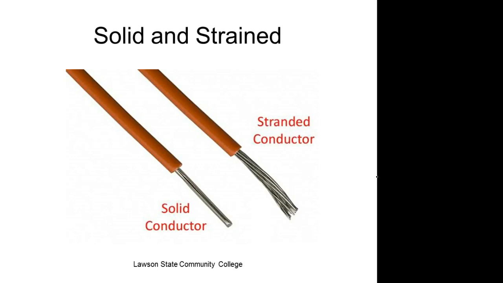So this is stranded and solid. What advantage does solid have? It's easier to terminate because now we can twist them together, right? Tape them down, or in electrical, they use what we call wire nuts, which are basically just insulated nuts that hold the wire together and give it support.